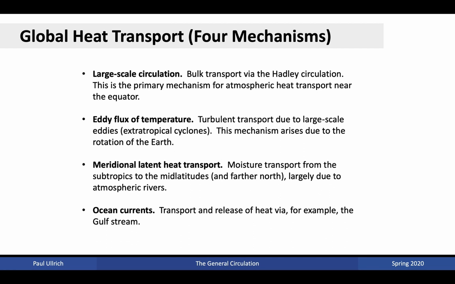Okay, so how is the heat actually transported? There are four primary mechanisms by which the heat is transported. The first is the large-scale circulation, which is bulk transport via the Hadley circulation. And we'll go into some details momentarily on what exactly that is. This is the primary mechanism for atmospheric heat transport near the equator.